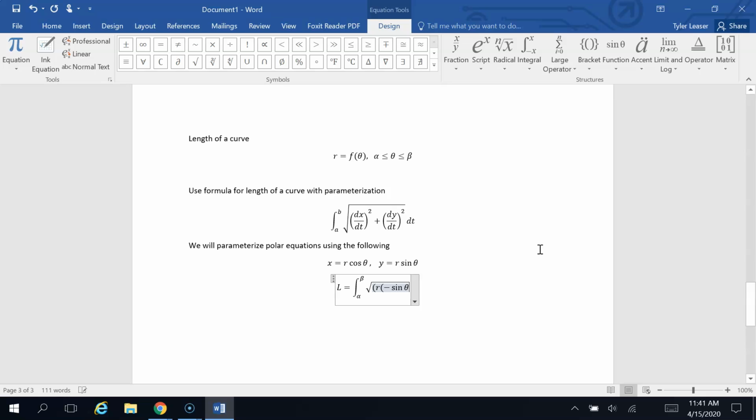Plus the second, which is cosine theta, times the derivative of the r, which we'll write as dr d theta.